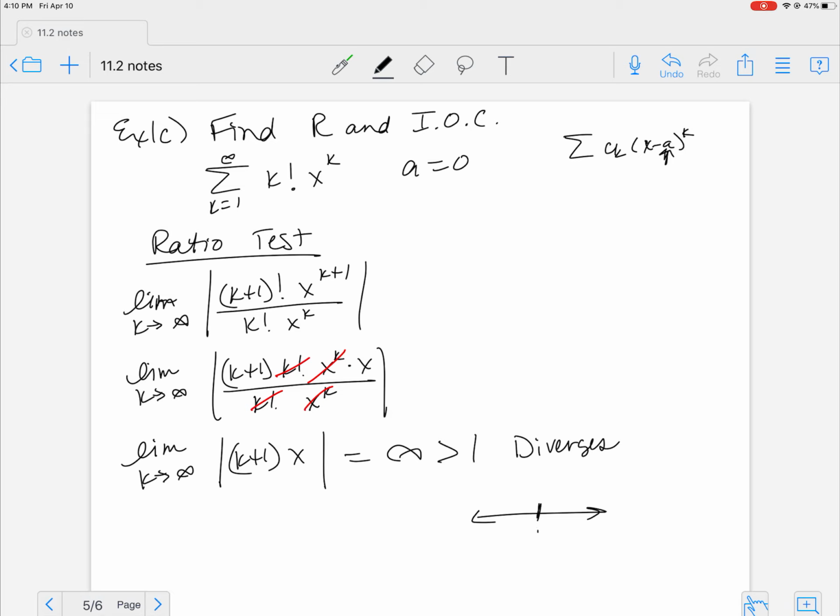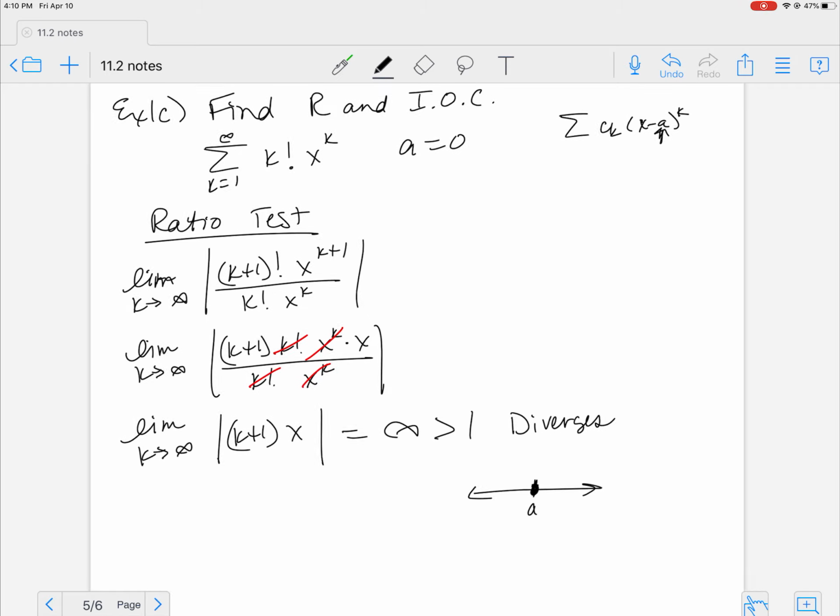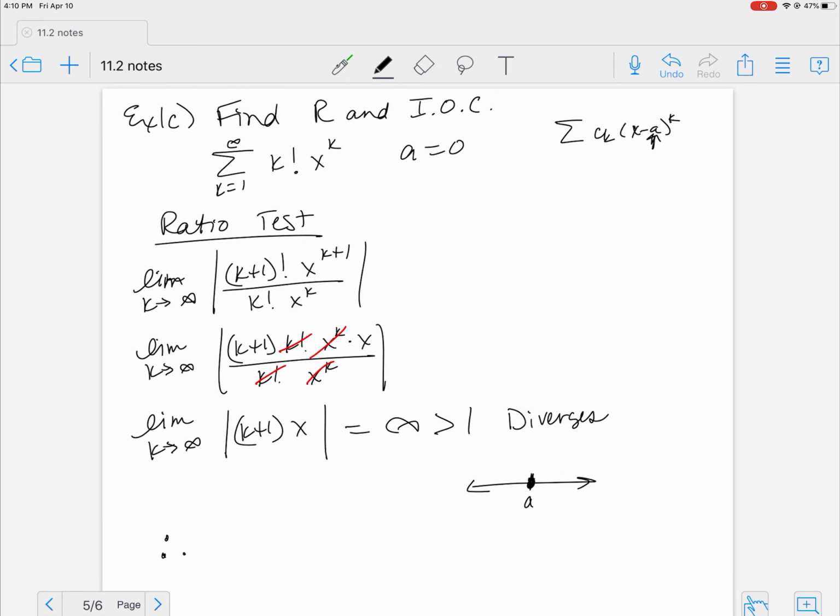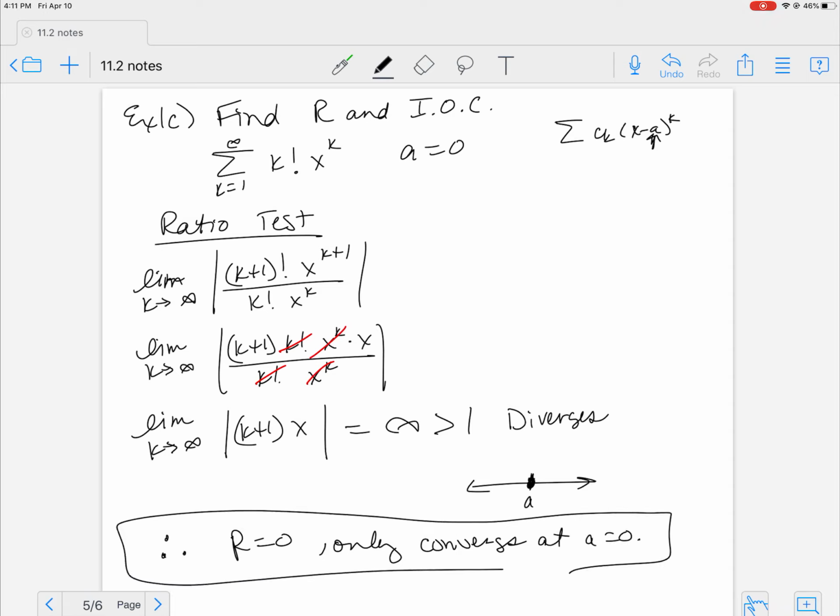If I'm looking at my interval, I'm right here at A. So this only converges at A. So what is my radius of convergence? 0, right? Therefore, R is equal to 0, and this only converges at A.